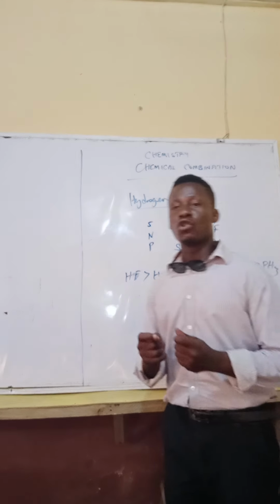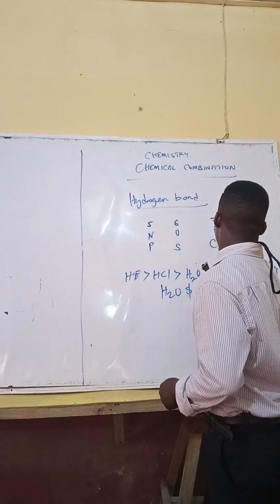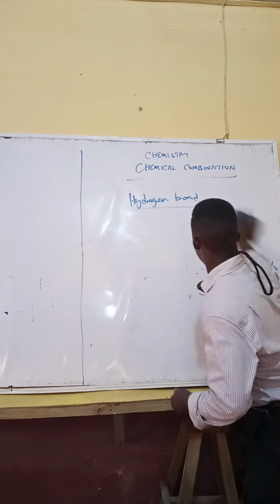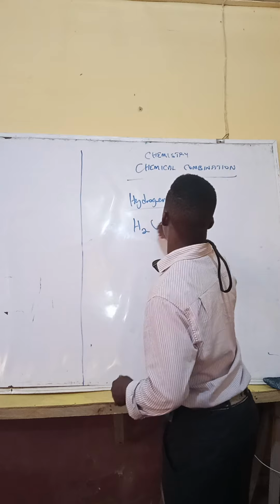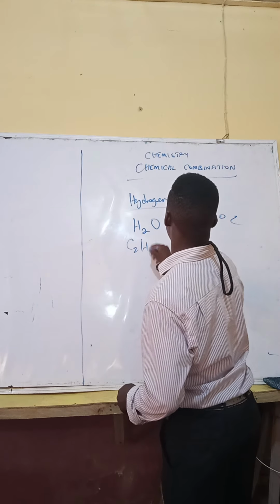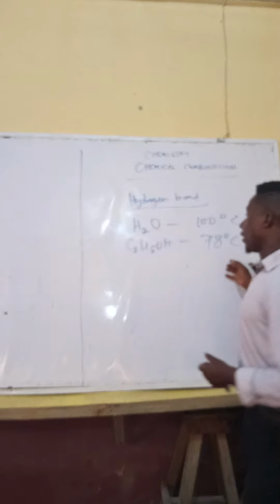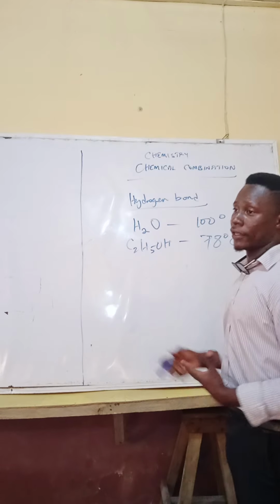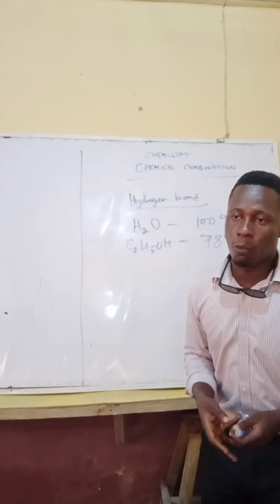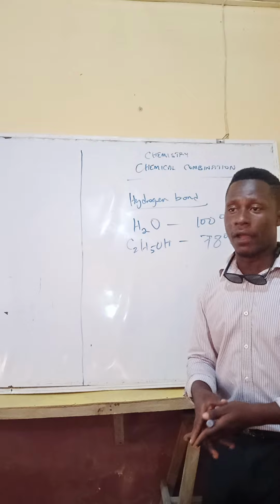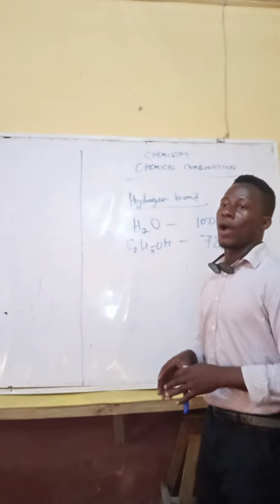You should also note that hydrogen bond is responsible for high boiling point of some compounds like water and ethanol, C2H5OH. Water boils at 100 degrees Celsius, and ethanol at 78 degrees Celsius. Of course, in terms of molecular weight, they have low molecular weight, but because of the presence of hydrogen bonding, they have high boiling point. So when they ask you why water and ethanol have high boiling point, it is due to the presence of what? Hydrogen bonding.